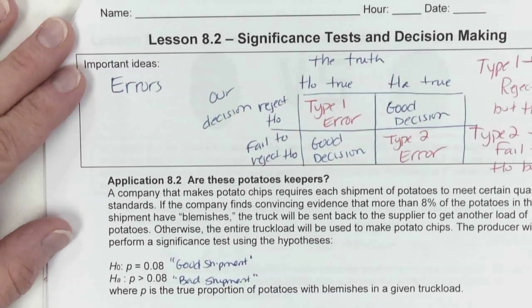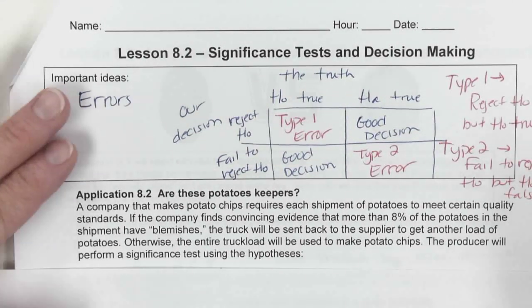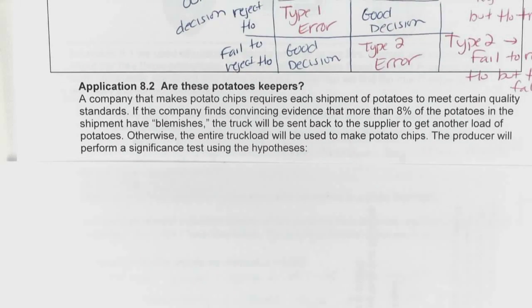Are these potatoes keepers? Let me focus us in a little bit better here. We'll slide this up. A company that makes potato chips requires each shipment of potatoes to meet certain quality standards. If the company finds convincing evidence that more than 8% of the potatoes in the shipment have blemishes, the truck will be sent back to the supplier to get another load of potatoes. Otherwise, the entire truckload will be used to make potato chips. The producer will perform a significance test using the following hypotheses.